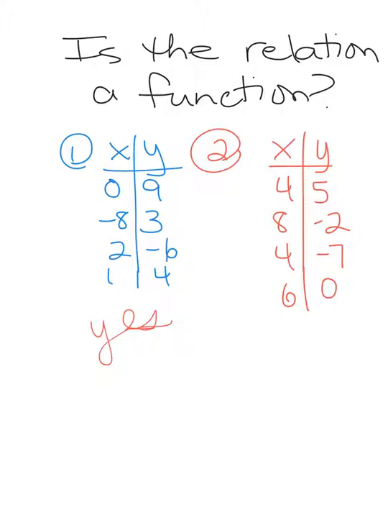However, in number 2, that changes a little bit. This answer is no, because 4 is paired with two different values. 4 is paired with 5, and 4 is also paired with negative 7. So therefore, each input is not paired with only one output, so that makes it not a function.